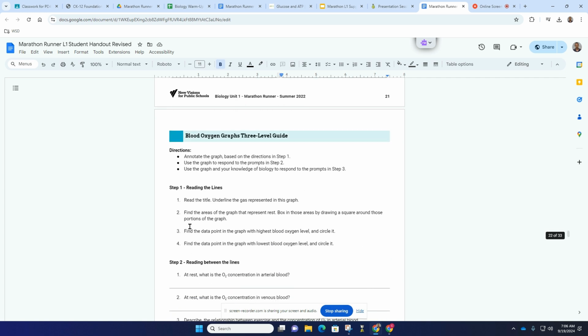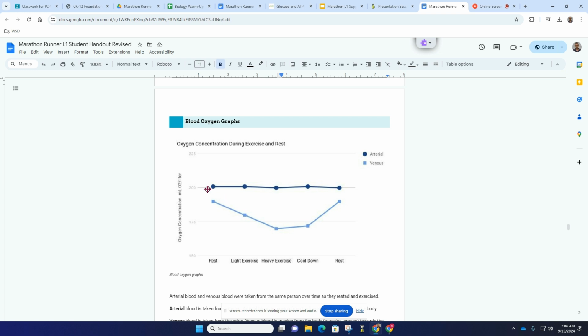Okay. Next one, it says find the highest blood oxygen level. So we have things in the arteries, and then we have things in the veins. And we'll come back to why those are different later. The highest one, it doesn't really matter, but maybe the second one is slightly higher than that fourth one. So circle that second one. And then number four is the lowest point, which is this one right here, right? That's the least oxygen.